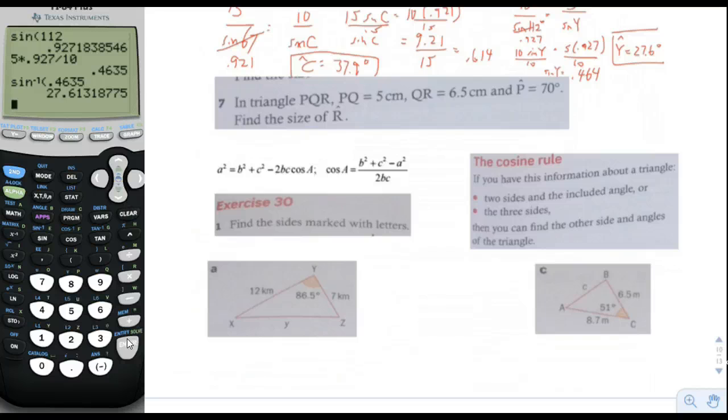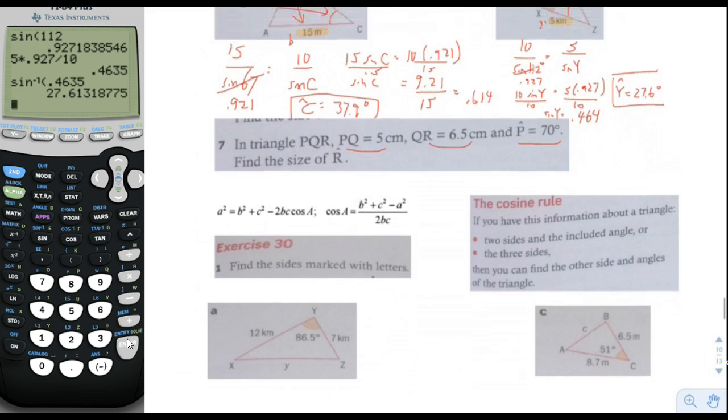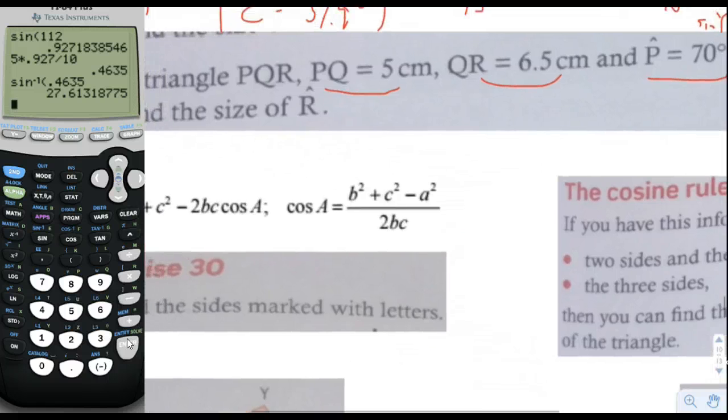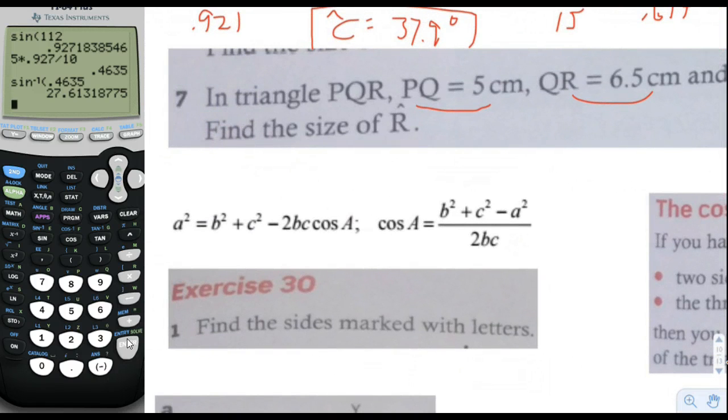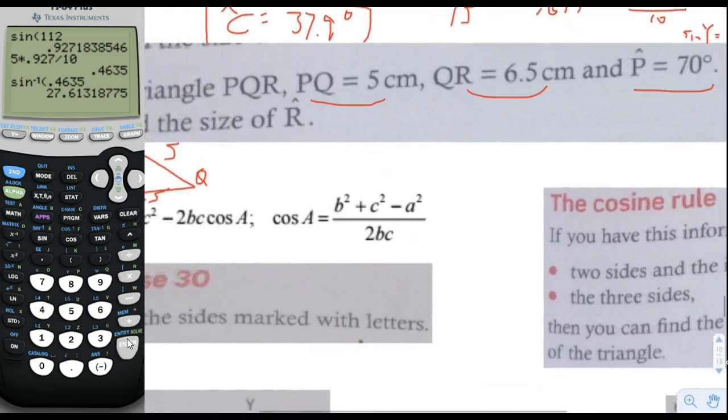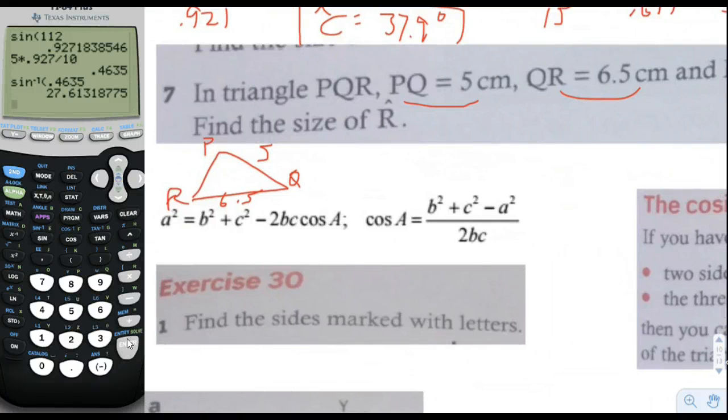7. In the triangle PQR, PQ is 5, QR is 6.5, and angle P is 70. Find the size of angle R. I didn't give you much space here, did I? Let's see. I'll have to make this really big. So we have PQR. PQ is 5, QR is 6.5, and angle P is 70 degrees. Find the size of angle R.